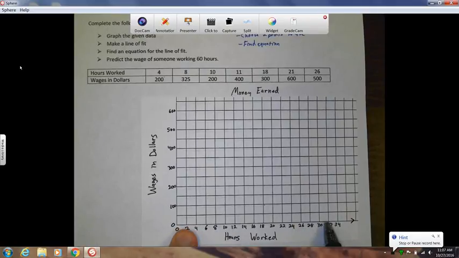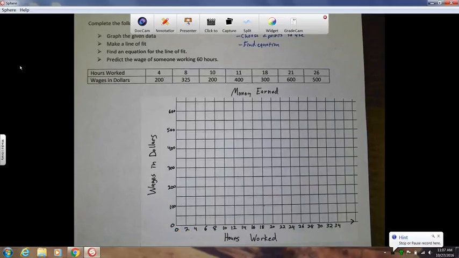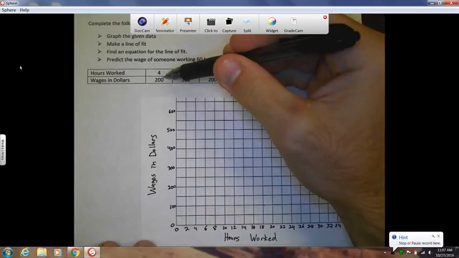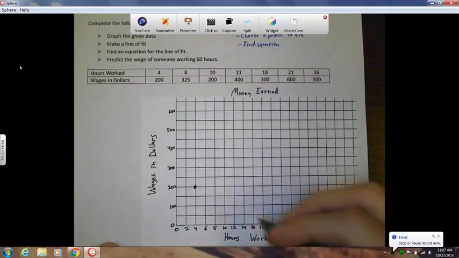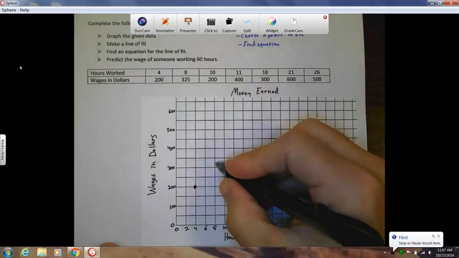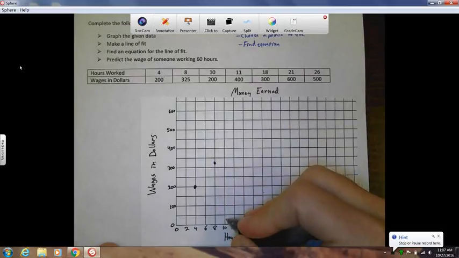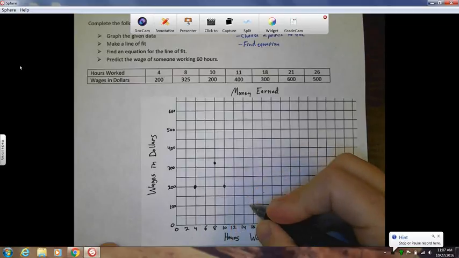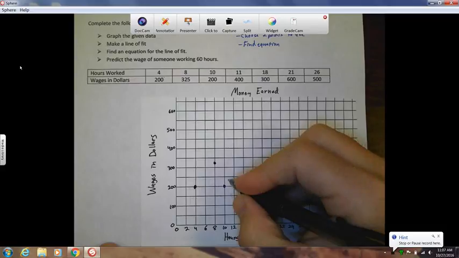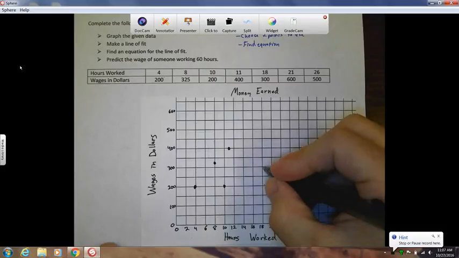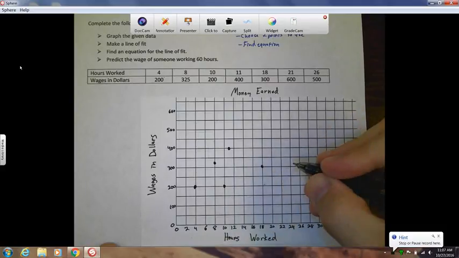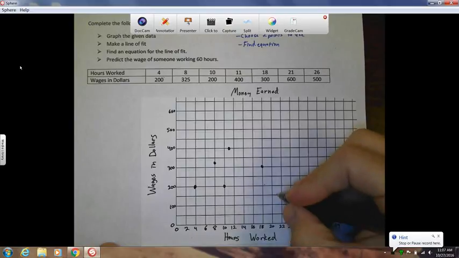Okay, so now I need to plot my points. So I have the point 4, 200. There's 4, 200. 8, 325. 10, 200, 11, 400, 18, 300, 21, 600, and 26, 500. So go ahead and pause it if you need time to catch up on all those. So here are my points.